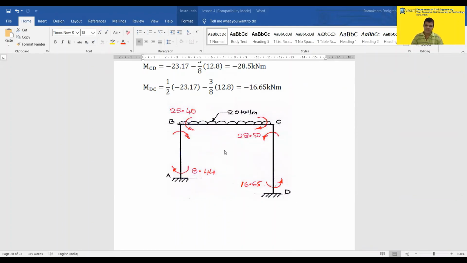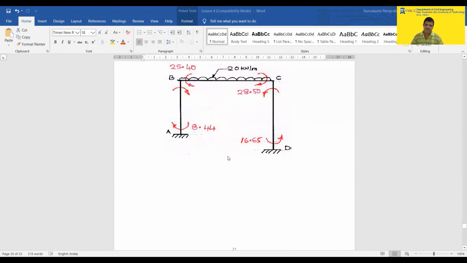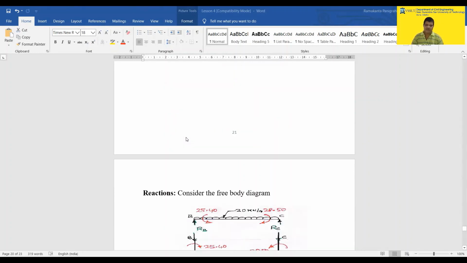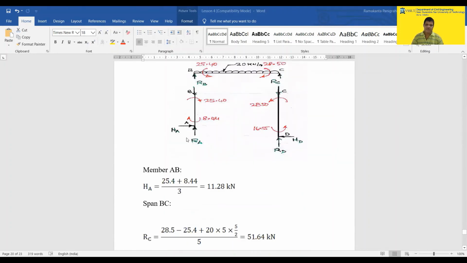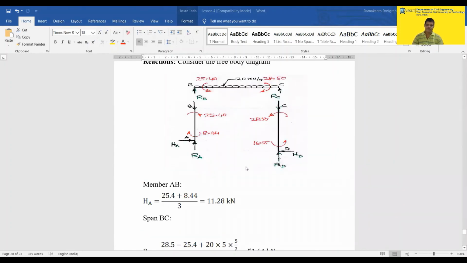Now you can draw these moment diagrams, and also you can find the reactions HA and HD by putting the equation. Let us draw the reactions. If you come to the reaction parts, here it is HA, RA, RD, because this RB is equal to this RB, this RC is equal to this RC, and this RC is equal to RD, this RB is equal to RA.